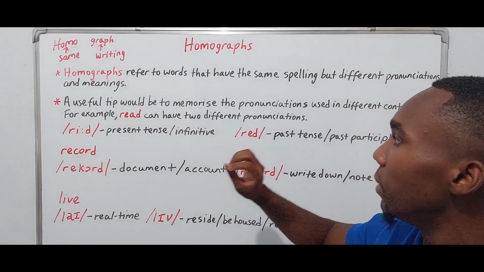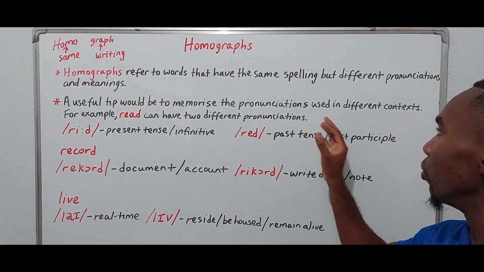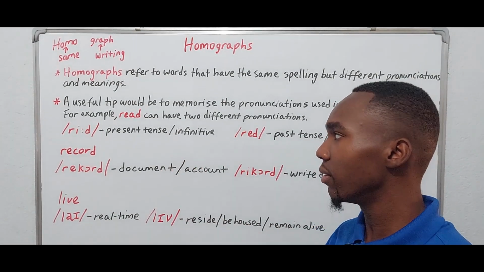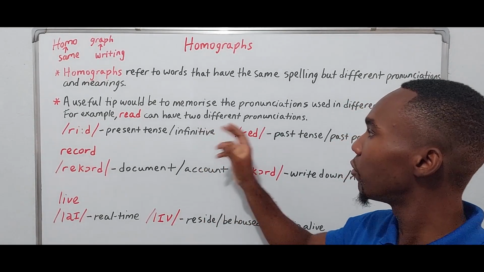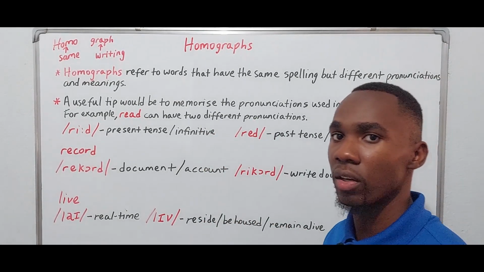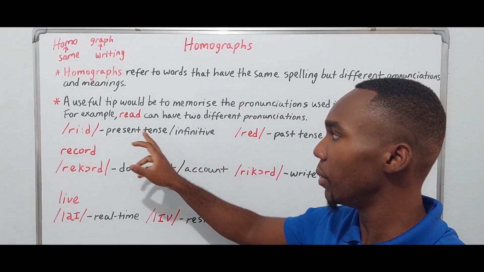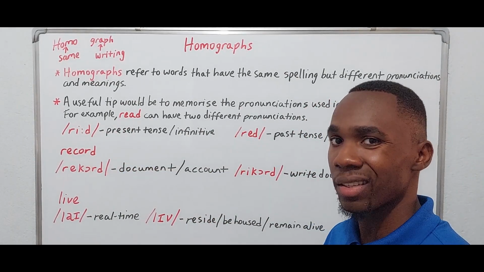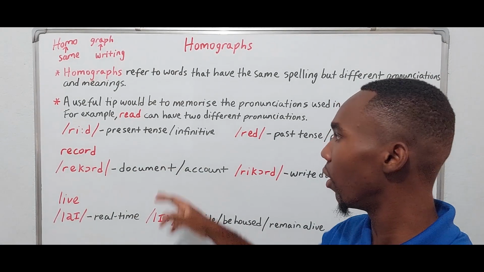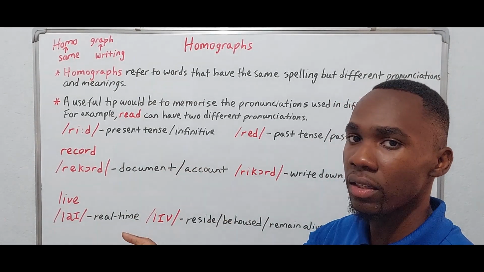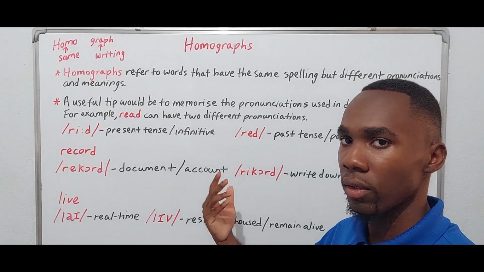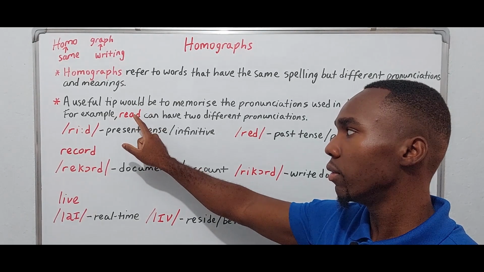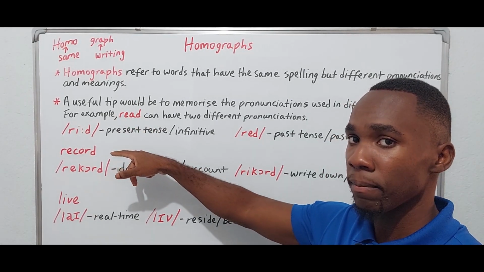So a useful tip would be to memorize the pronunciations used in different contexts, right? For example, the word read, right, can have 2 different pronunciations depending on the context. So read can be pronounced this way, read, right, which is going to be the present tense, or the infinitive, so to read, right? So in those 2 contexts, read is going to be pronounced like that.